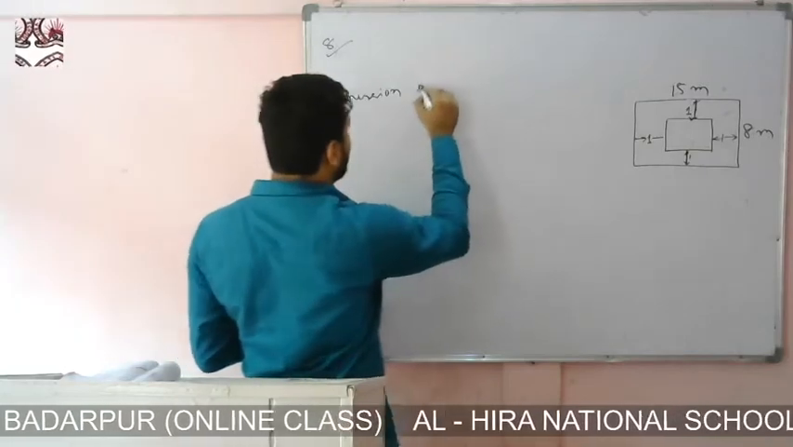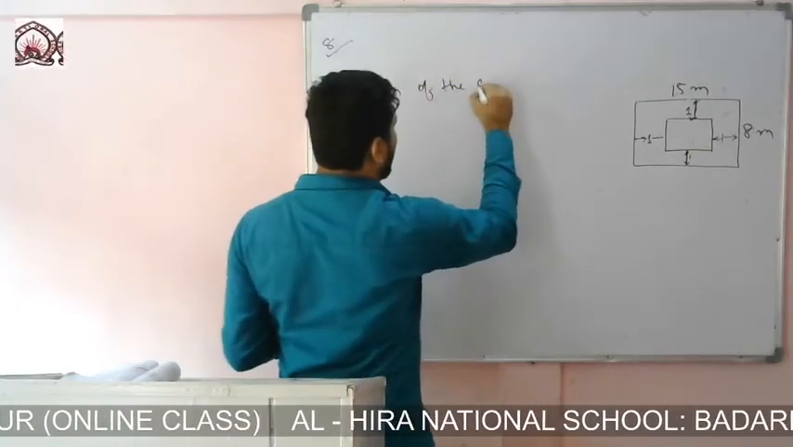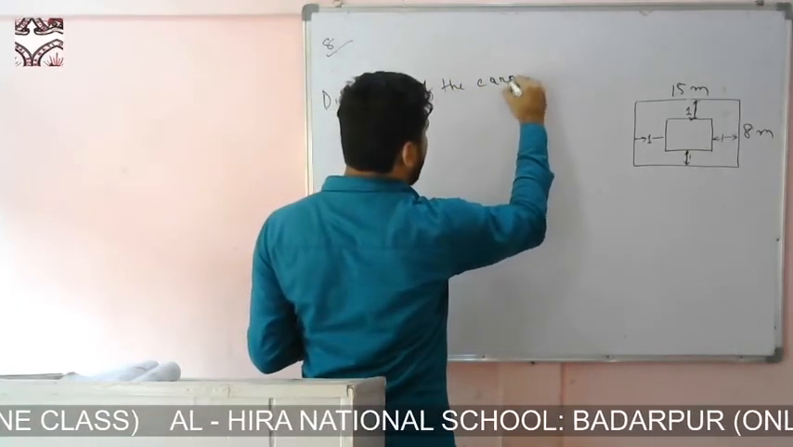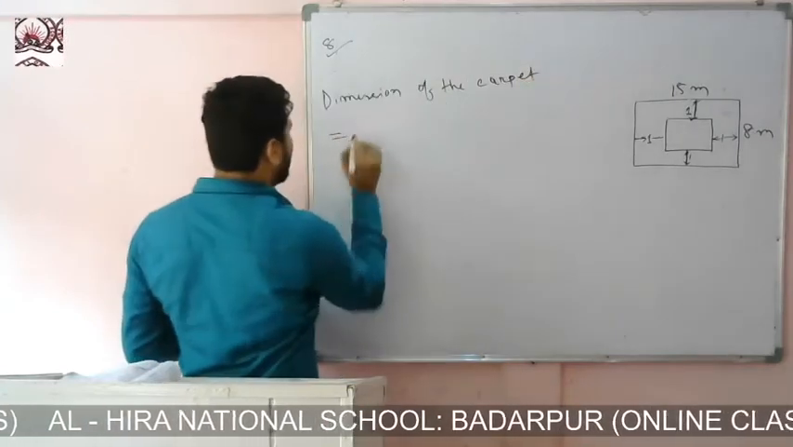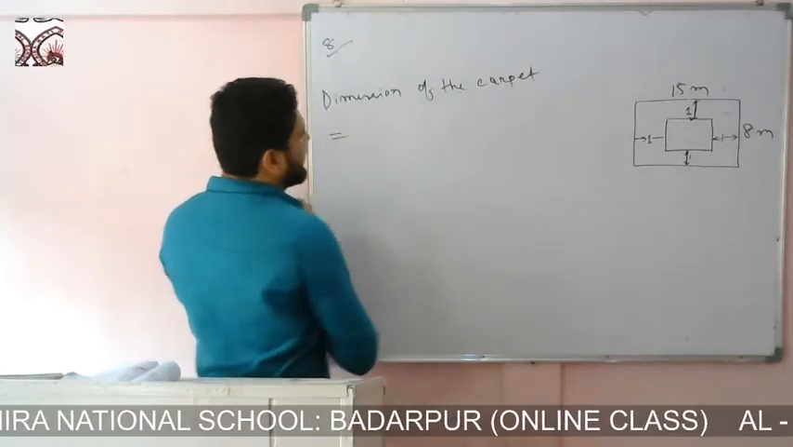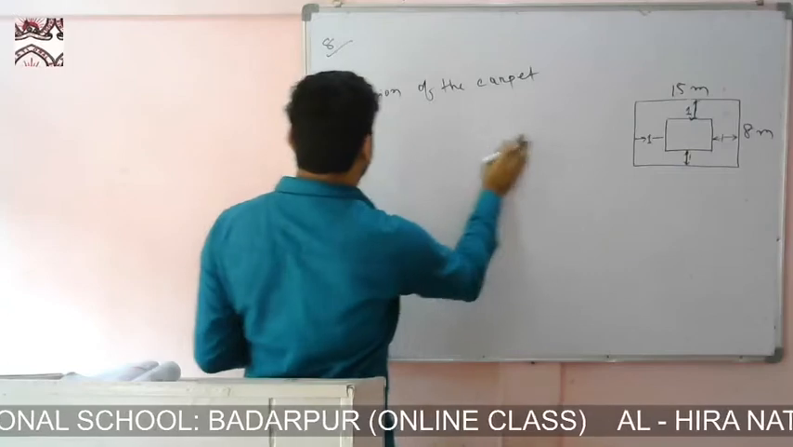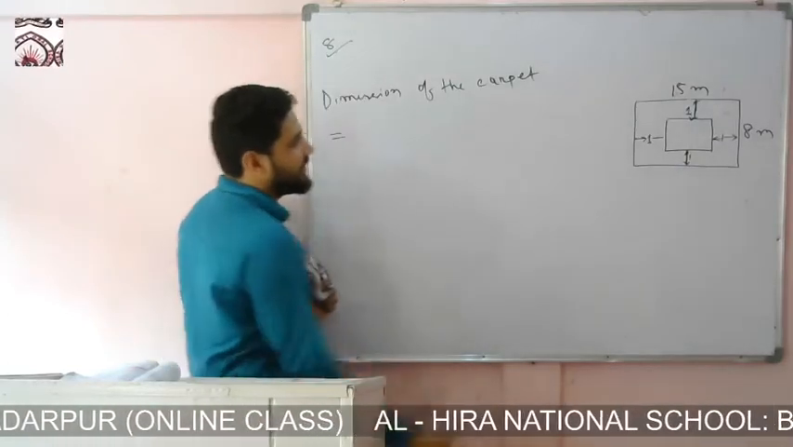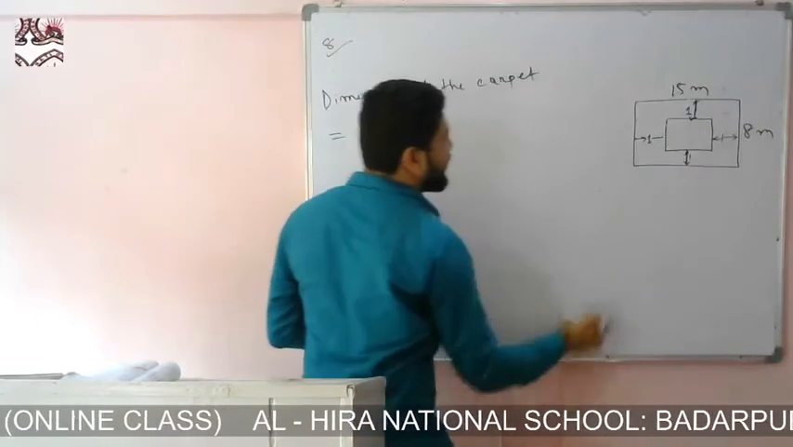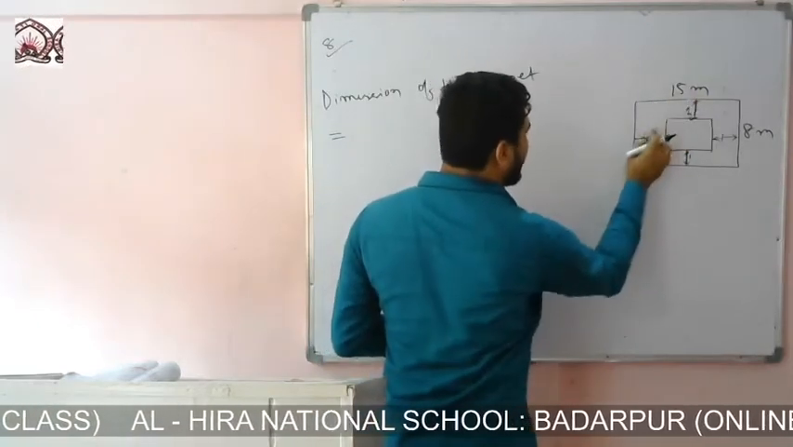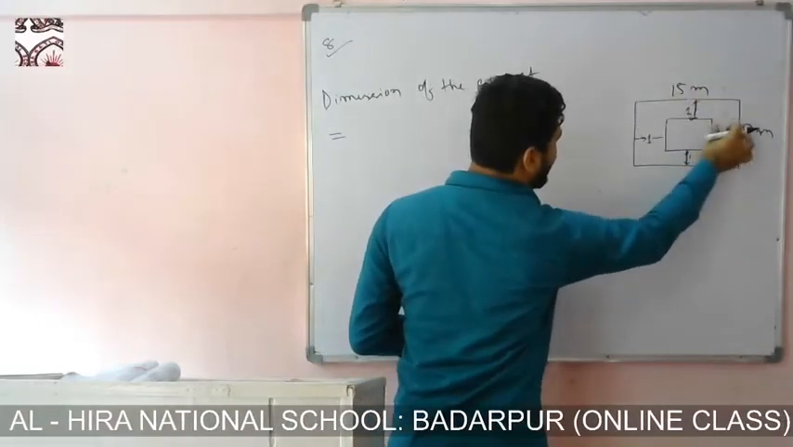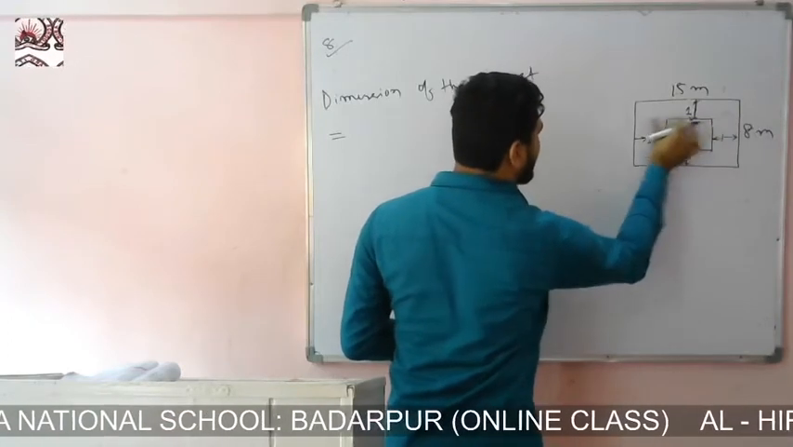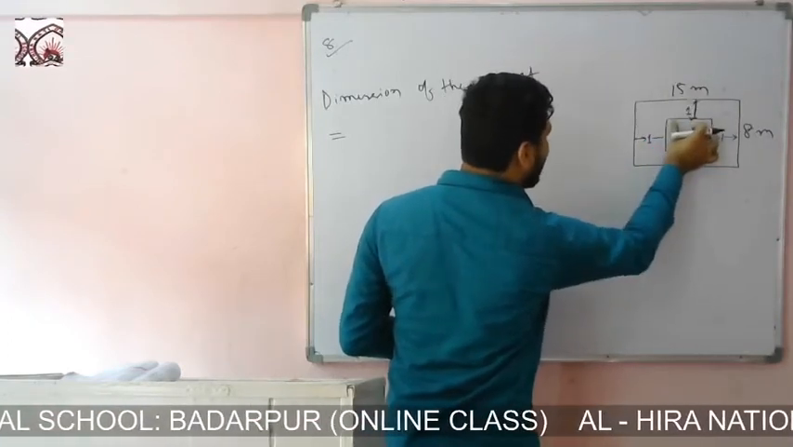The dimension of the carpet will be what? That means length and breadth. Length, dimension of the carpet will be what? This one. So you know this one is 15. So this portion is 1, this portion is 1. So if we subtract this portion and this portion from 15, then we will get the length.